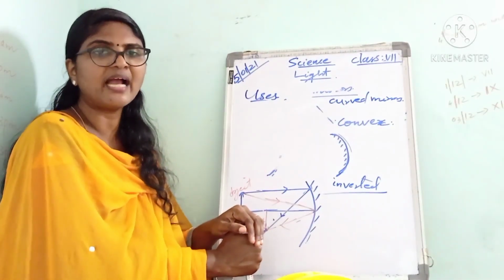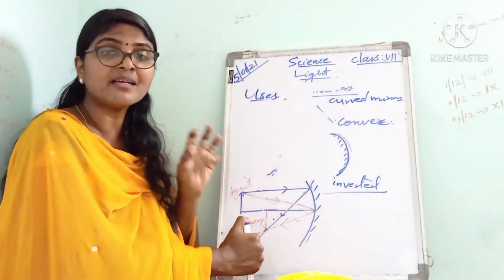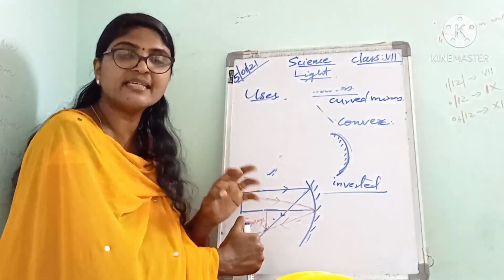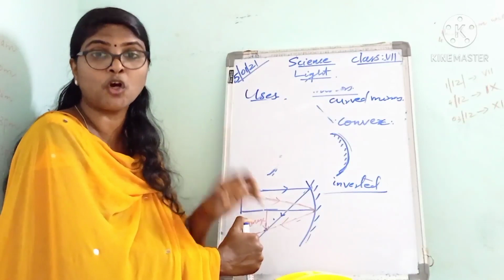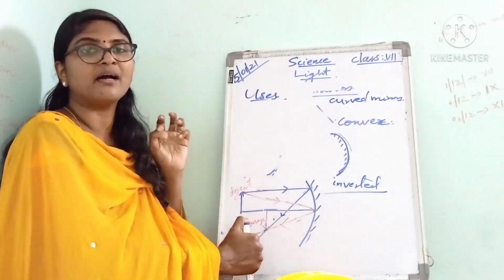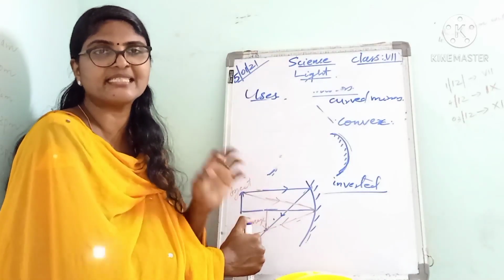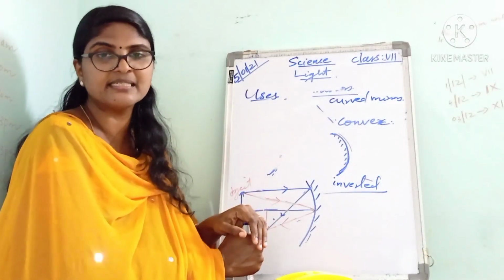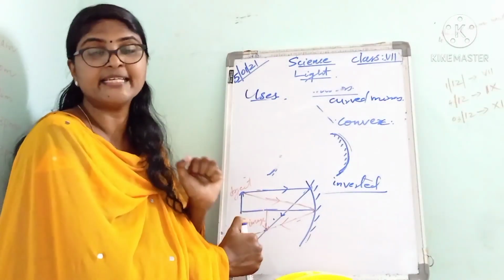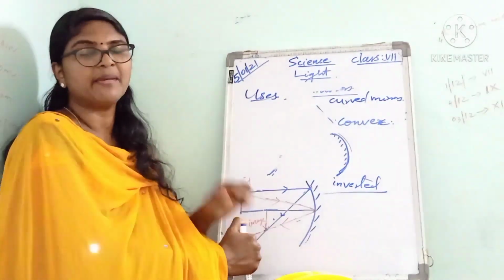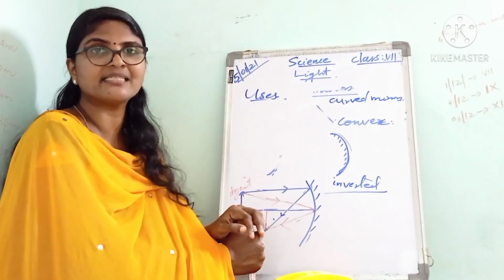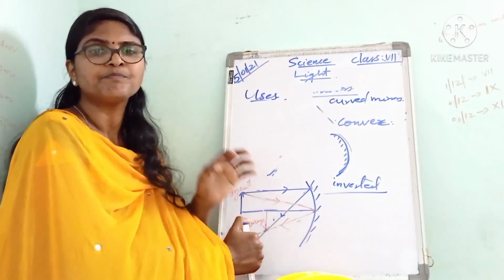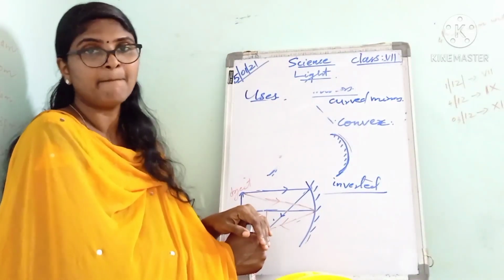Because the concave mirror concentrates light at a single point, we can use concave mirrors in torches, vehicle headlights, and in making solar heating panels.